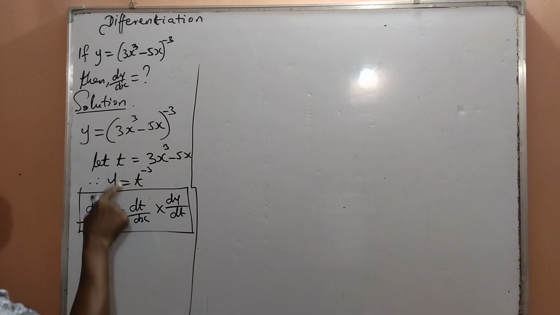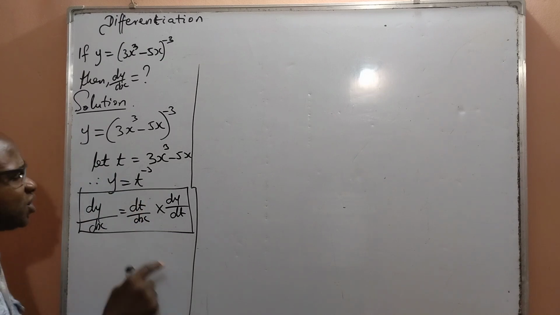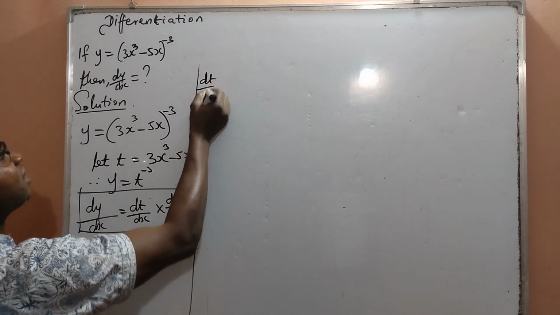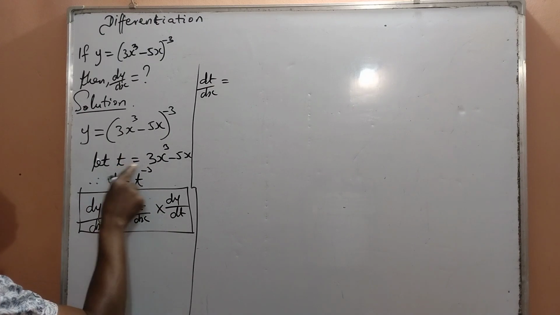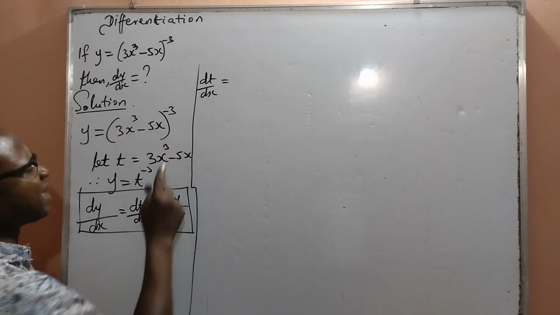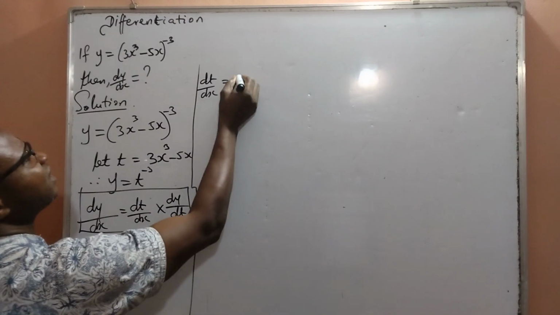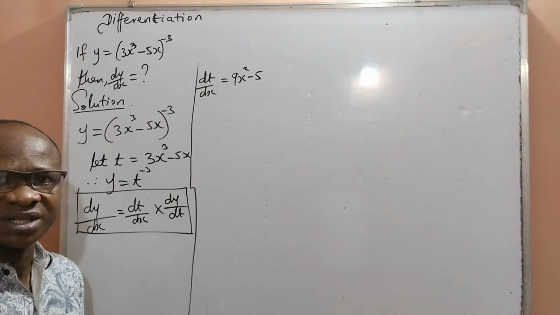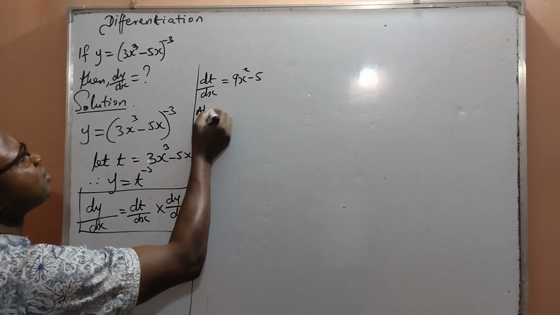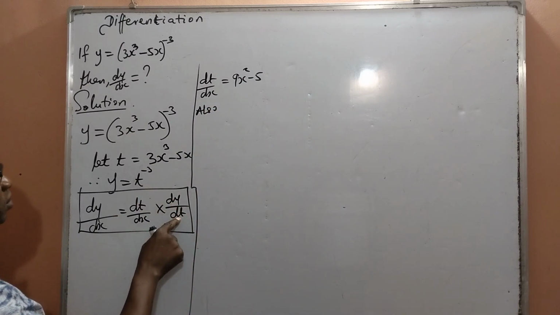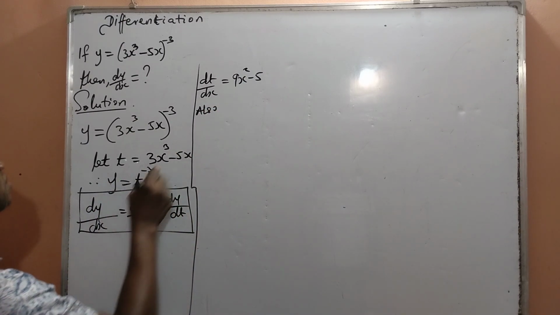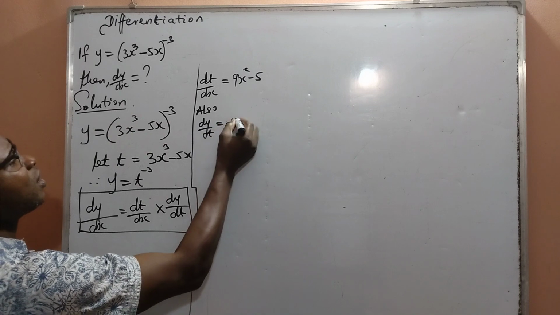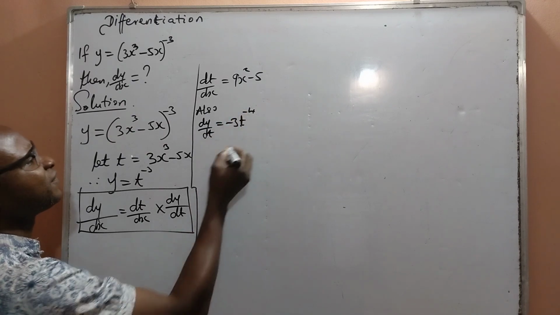First and foremost, I want to find dt/dx. I want to differentiate t with respect to x, where t is equal to 3x^3 - 5x. So this is going to give me 9x^2 - 5. That is dt/dx. Next, I will differentiate y with respect to t. So differentiating y with respect to t will give me dy/dt equal to minus 3t raised to the power negative 4.